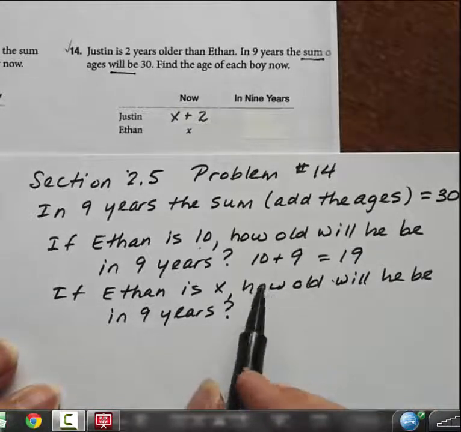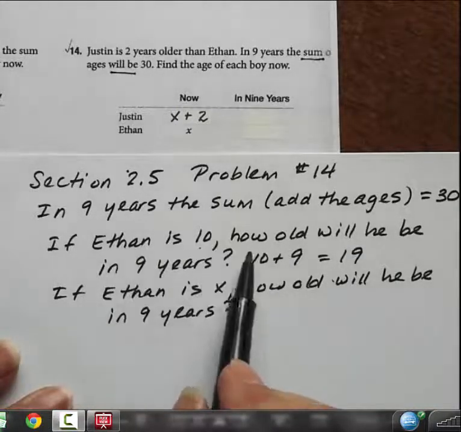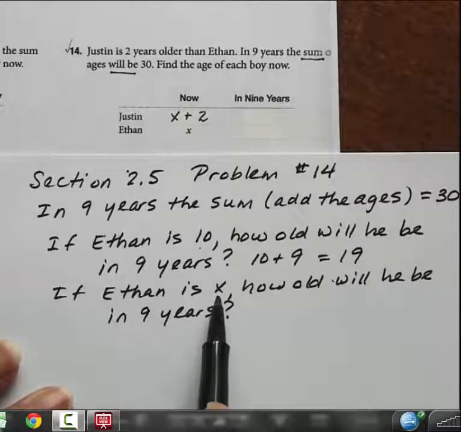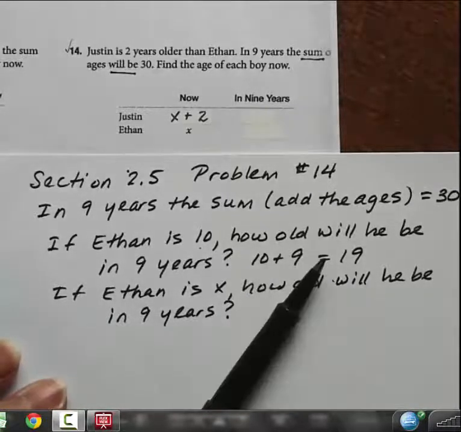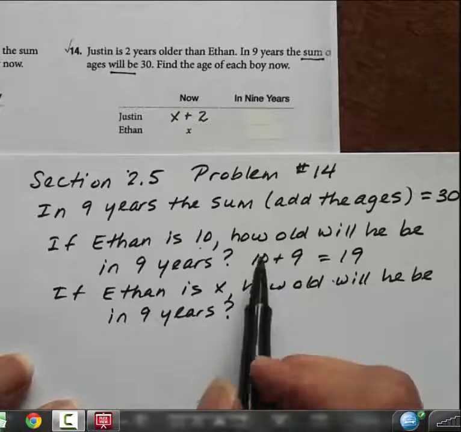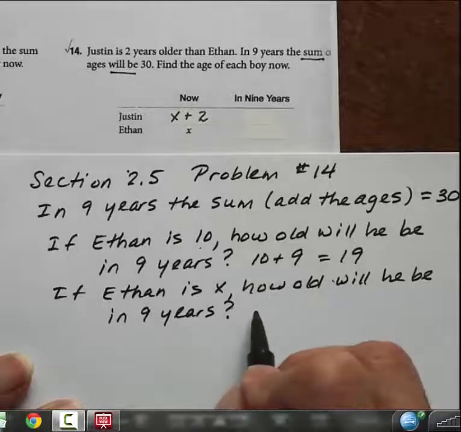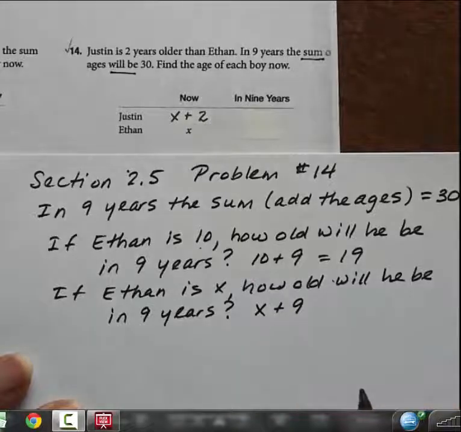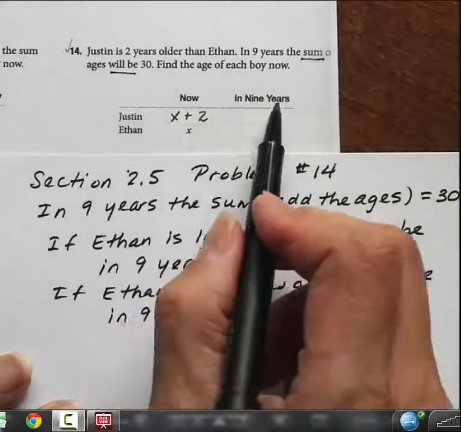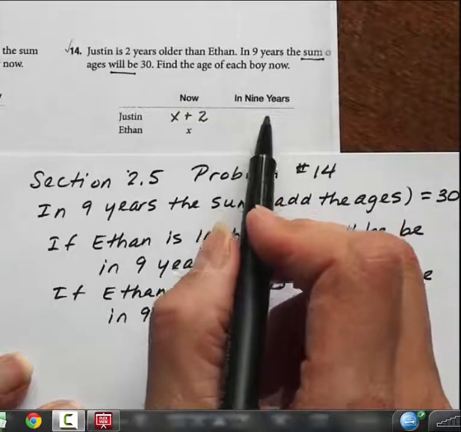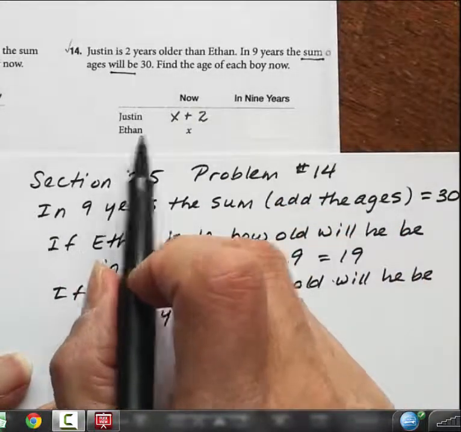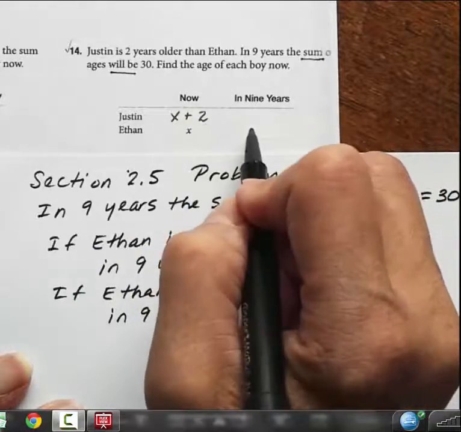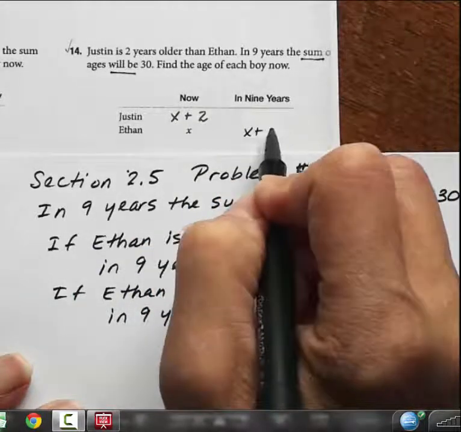Okay, well, before we said what if Ethan is 10. Now we're saying what if Ethan is X. So instead of having a 10 here, we're going to put an X. And we're not going to know how old he's going to be. So what we're trying to do is fill in this little column here that says that if Ethan is X, in 9 years, Ethan's going to be X plus 9.